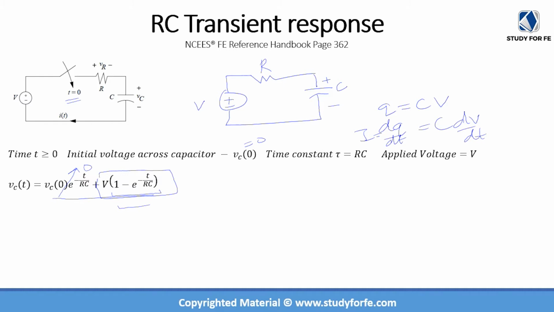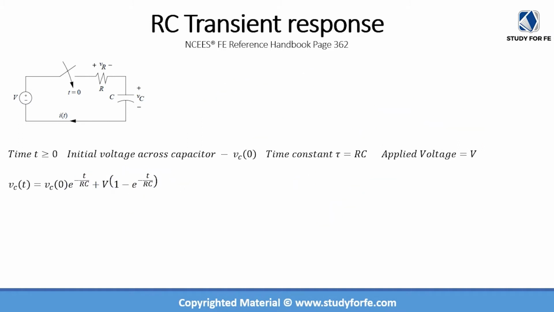Now we don't have to do that. This formula is already provided to you in the NCSFE reference handbook. You don't even need to memorize it. But just remember that this portion of the equation represents the capacitor being charged. Let's say the capacitor starts at 0, and this is the voltage that is applied across the capacitor. There are many ways that this capacitor can charge. It can charge linearly, it can charge exponentially, it can charge in many different ways. In this particular case, it is being charged in the 1 minus e raised to the power minus t divided by RC format, and we'll see what that implies.